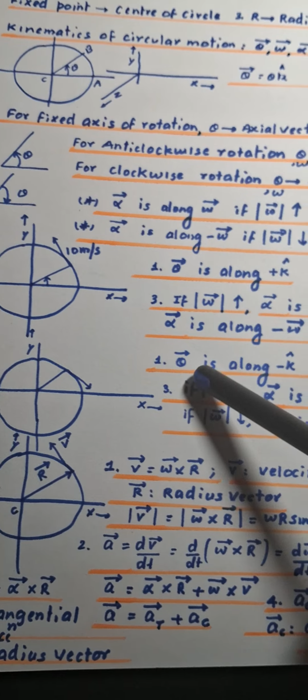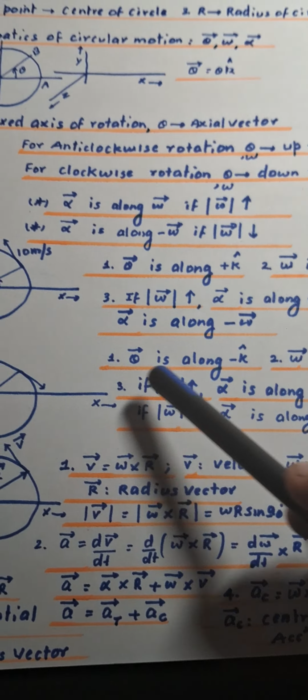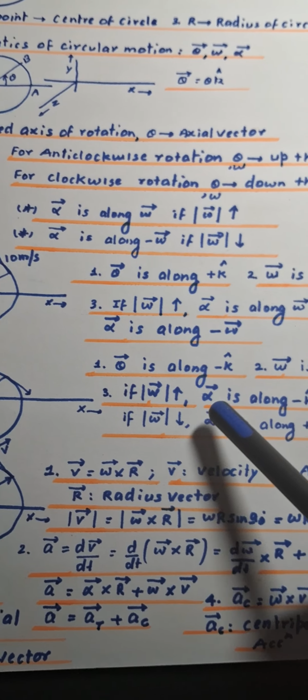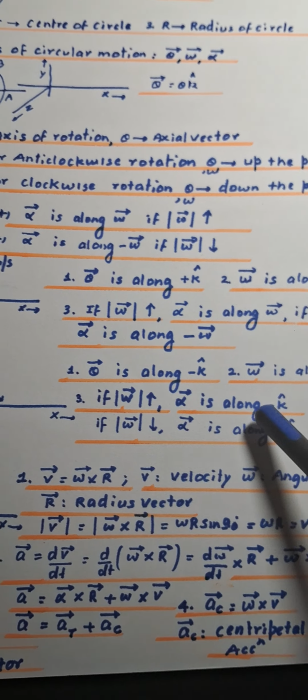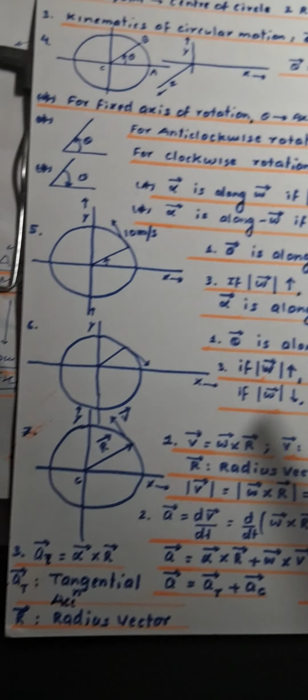In this case theta is along minus k cap, similarly omega is along minus k cap. And the third consideration will be if the magnitude of omega increases then alpha is along minus k cap, and if its magnitude decreases alpha is along plus k cap.